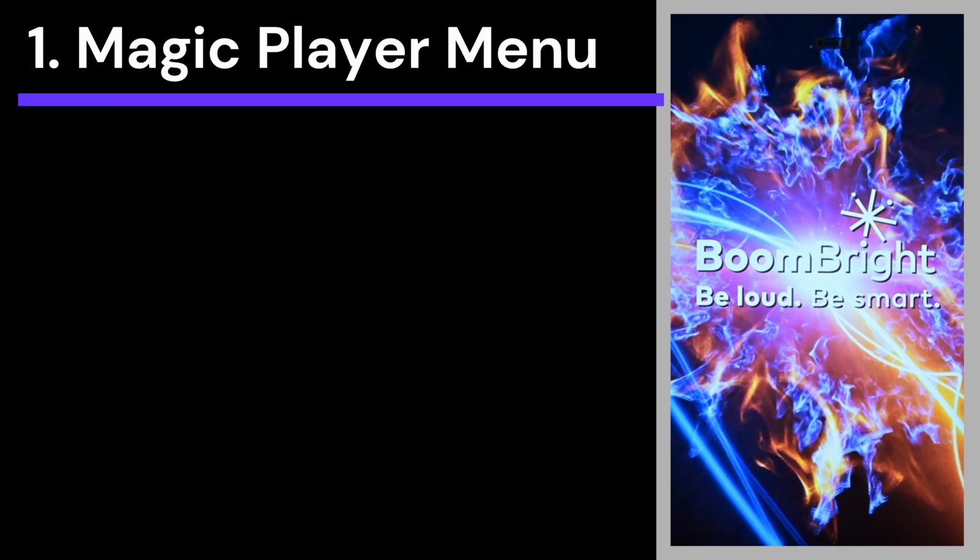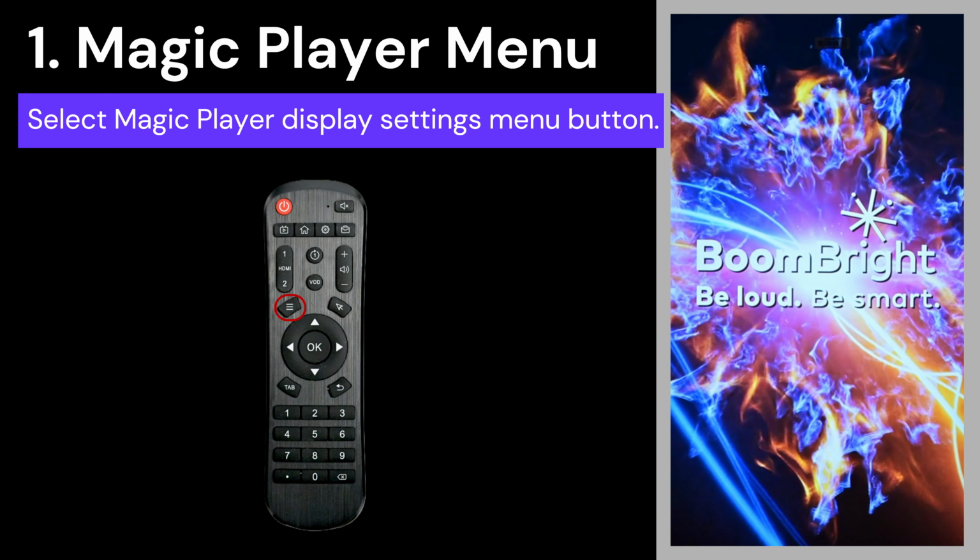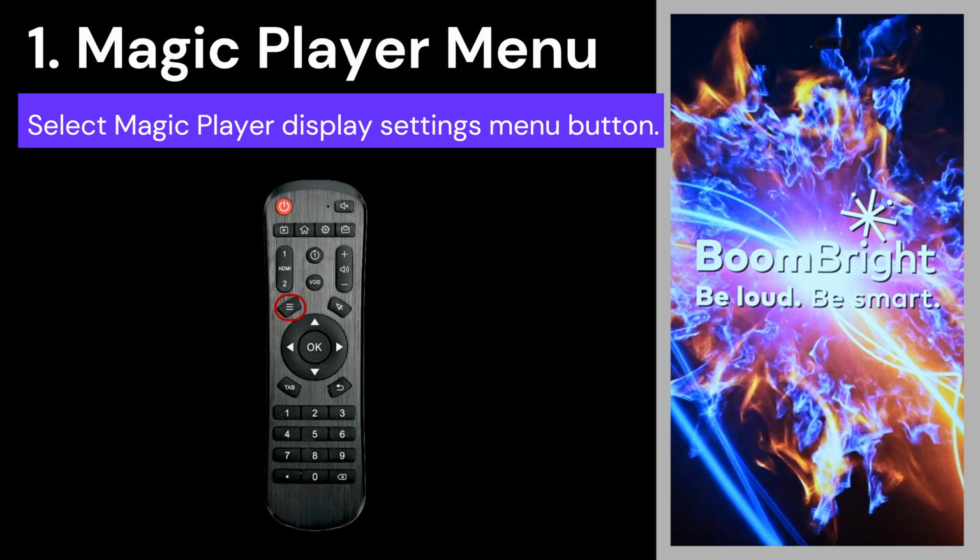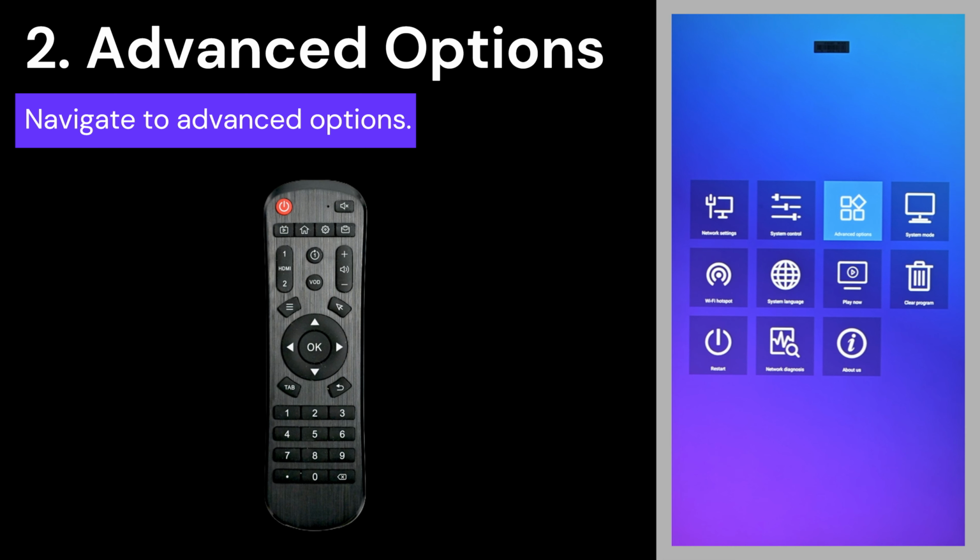Step 1. Magic Player menu. Select Magic Player Display Settings menu button to open menu. Step 2. Advanced Options. Navigate to and open Advanced Options.